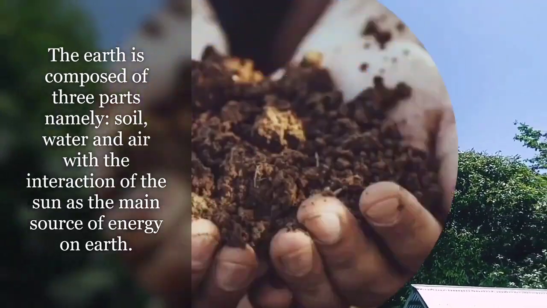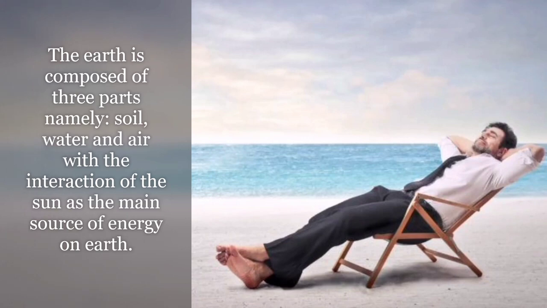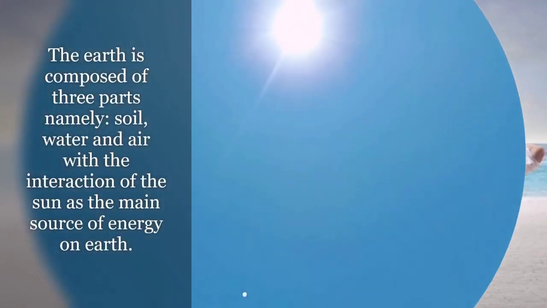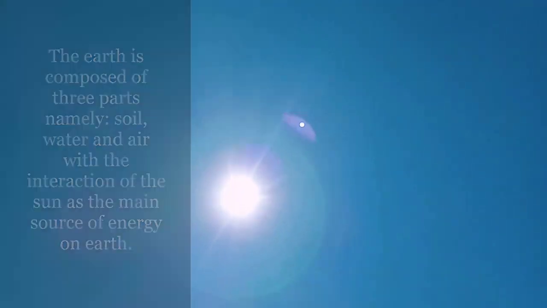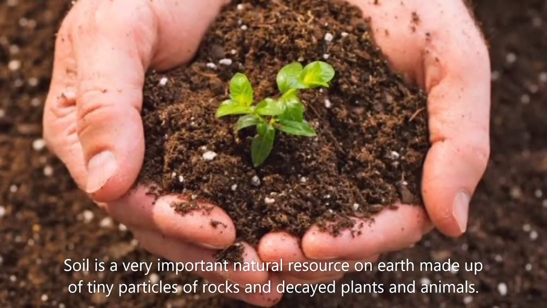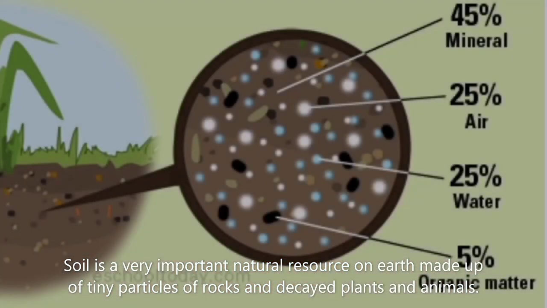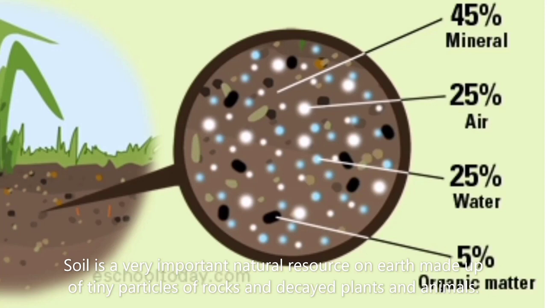The earth is composed of three parts, namely soil, water, and air, with the interaction of the sun as the main source of energy on earth. Soil is a very important natural resource on earth, made up of tiny particles of rocks and decayed plants and animals.